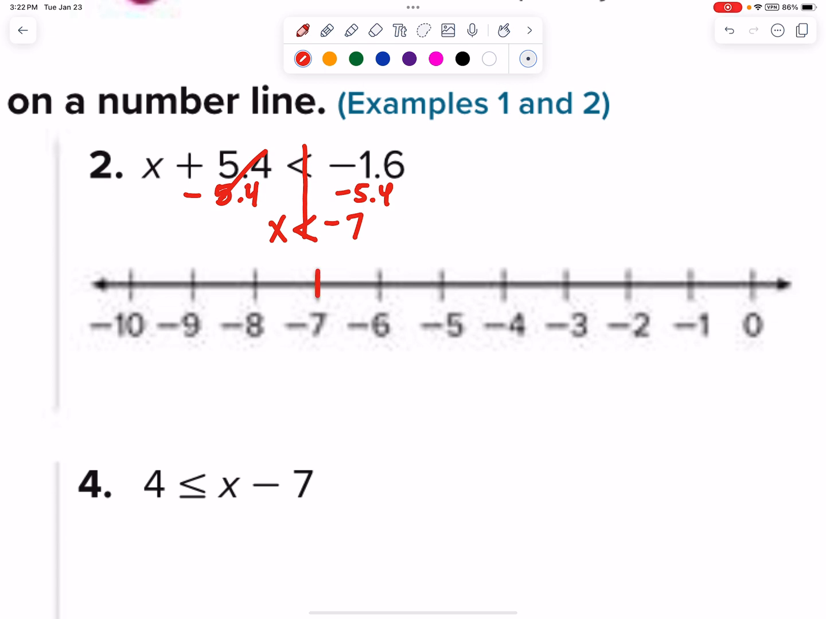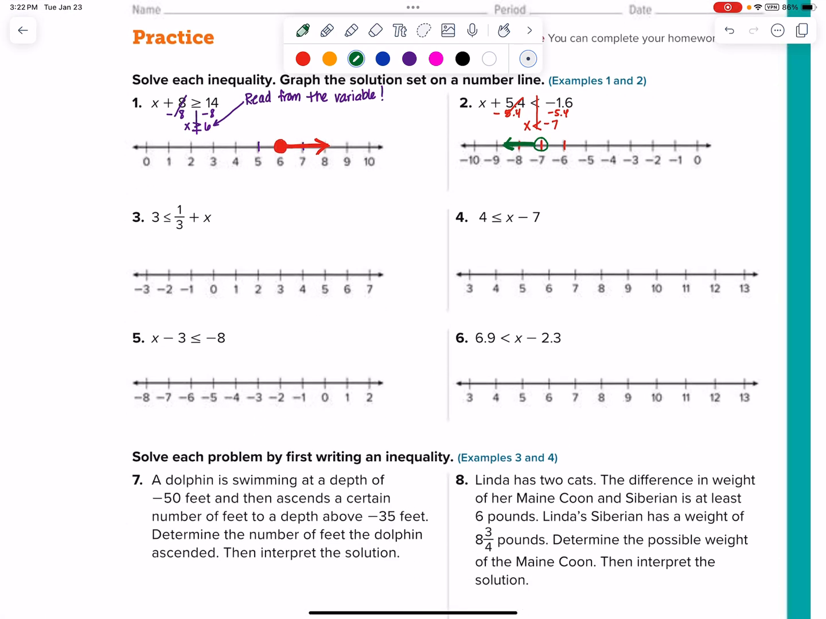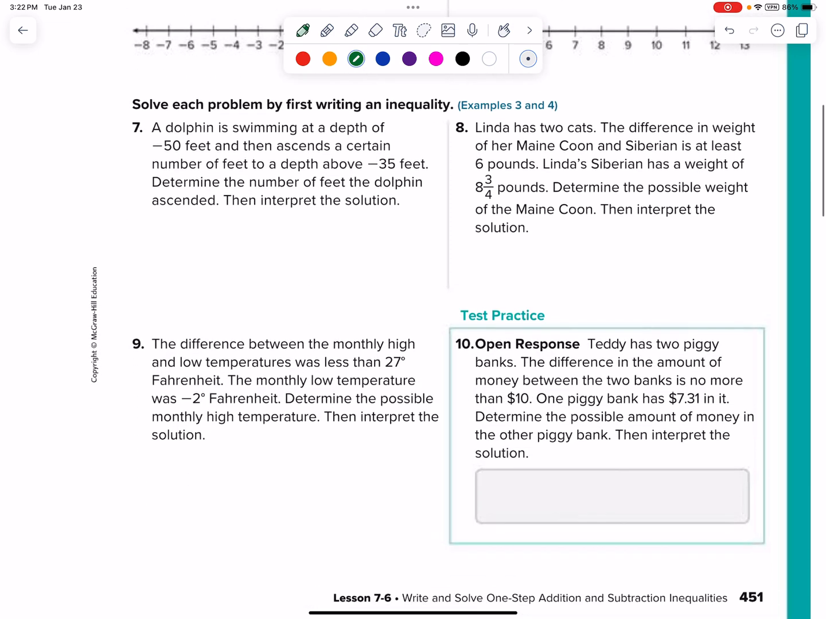Find your target number. One big, one small. Okay, and then look and see about the cement. There is no "or equal to." So x is less than -7. There's no cement, so it's an open circle. Read from the variable. It says x is less than, which means arrow to the left. And that's what that should look like. Okay, so you can do the rest of them to practice those, and then we'll look at those the next day.